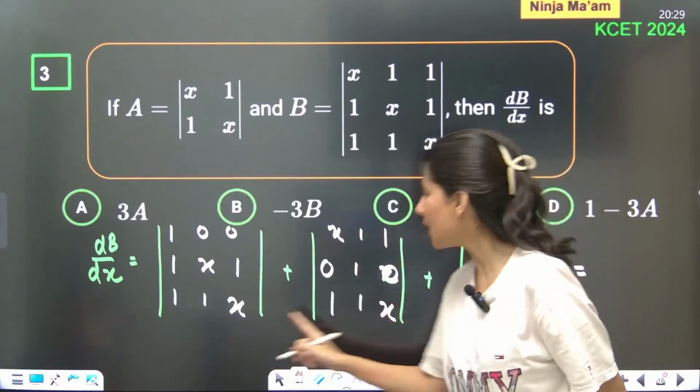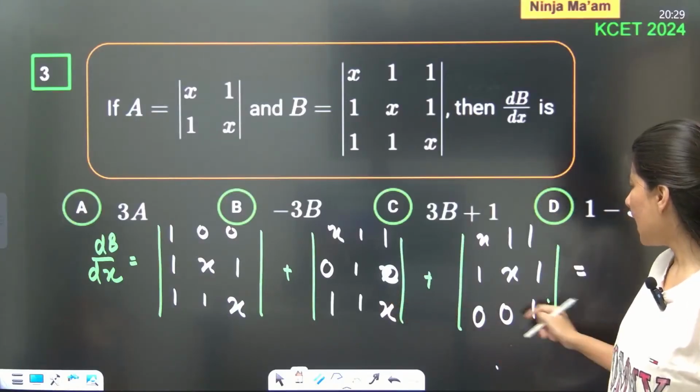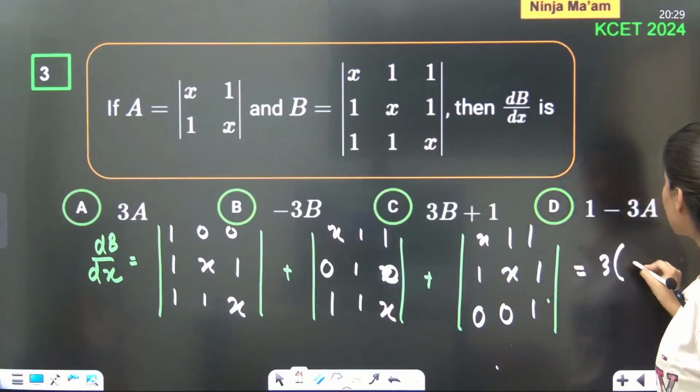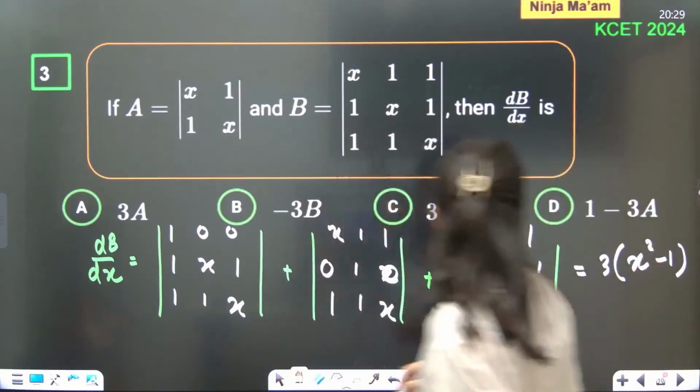Yes, so this is x square minus 1. This is also x square minus 1. And what about this? This is also x square minus 1. 3 times x square minus 1. Okay, 3 times x square minus 1.